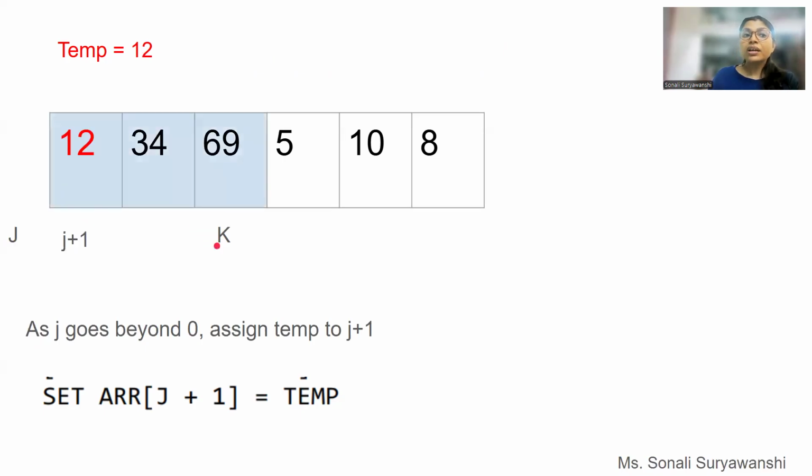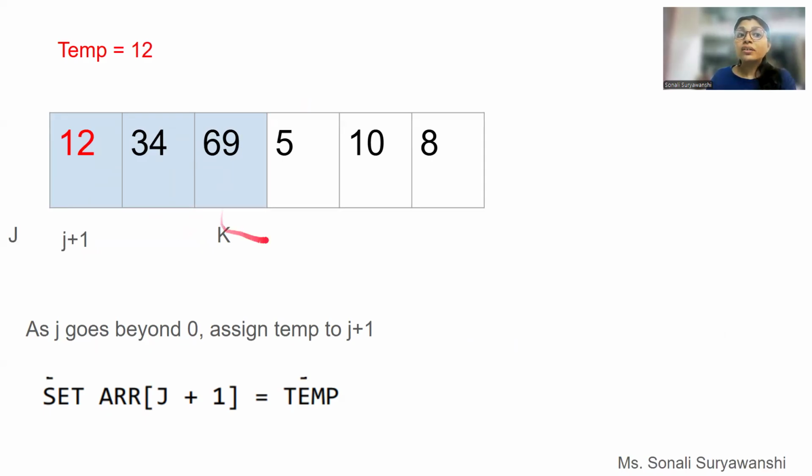So after this, 12 will be stored here. Now, if you see this, the value from j plus 1 to k is the sorted array that we got, right? So 12, 34, 69, they got sorted. Now we have to repeat this for the remaining numbers. So let's understand. Now k will shift because this iteration is over. Now k has to go for the next value.